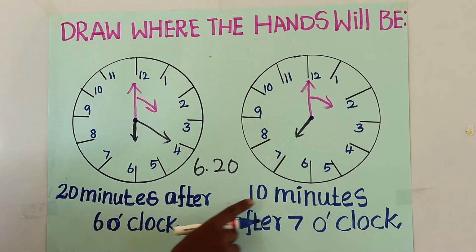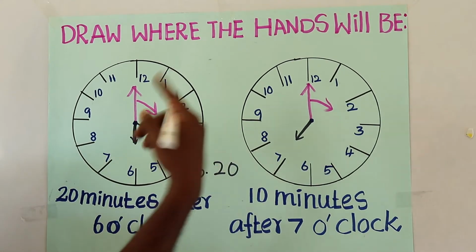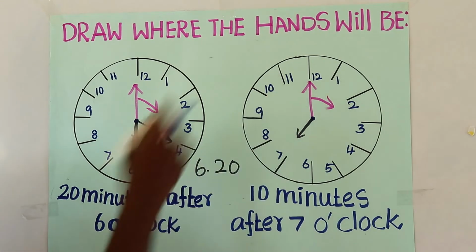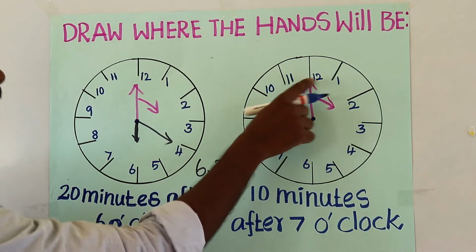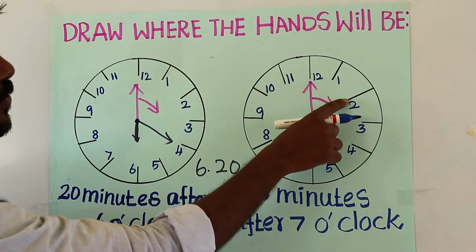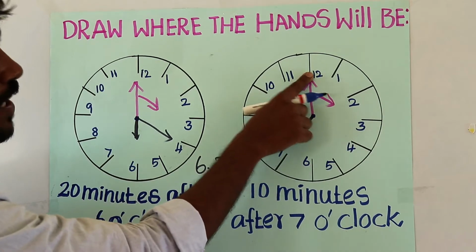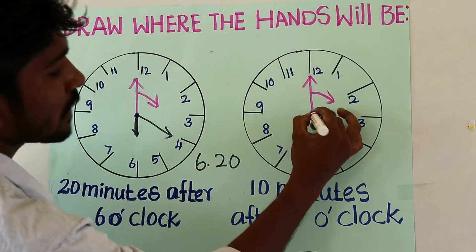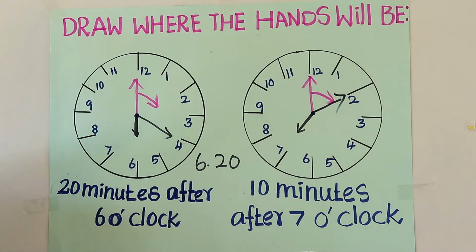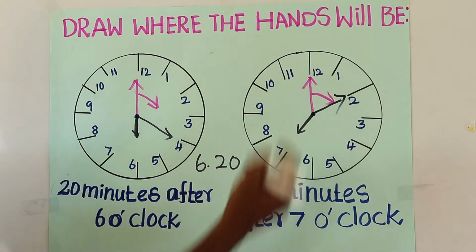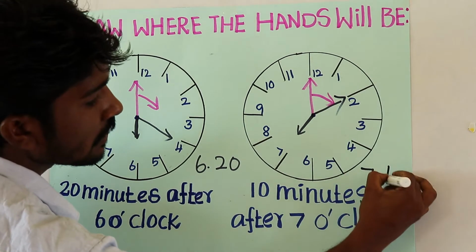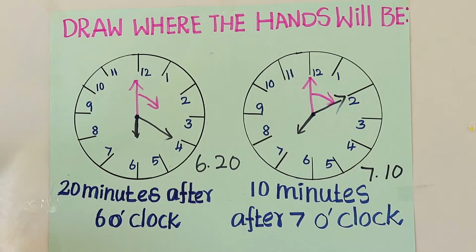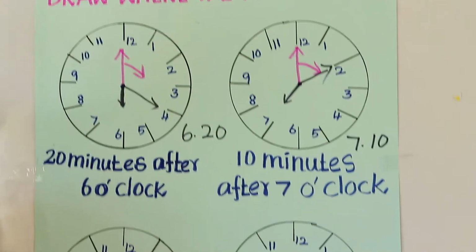So now the question is 10 minutes after 7 o'clock. The minute hand moves 10 minutes: 12 to 1 is 5 minutes, 1 to 2 is 5 minutes. So 12 to 2 is 10 minutes. So the minute hand moves here. So now the time is 7:10.